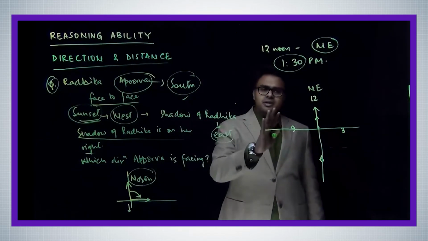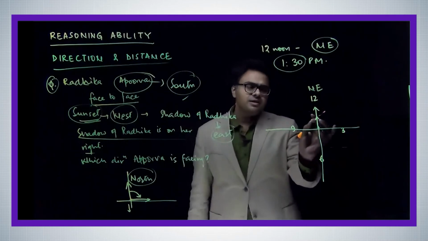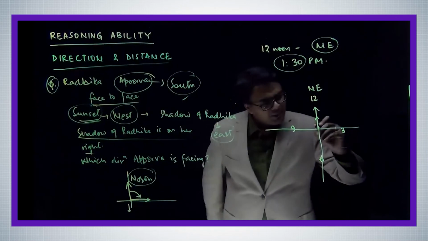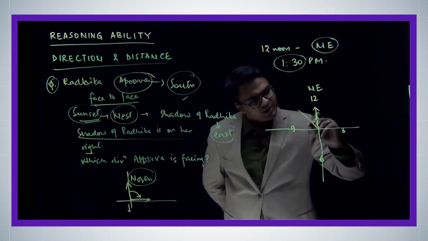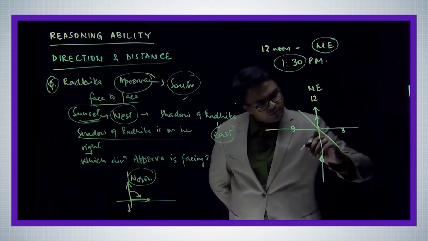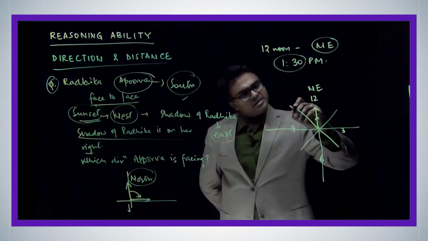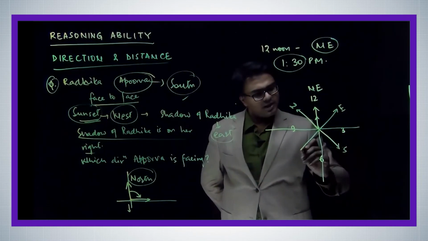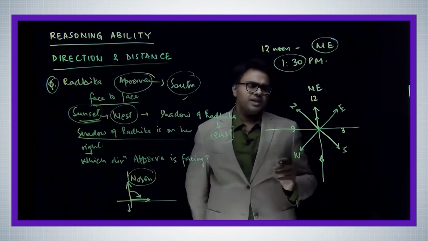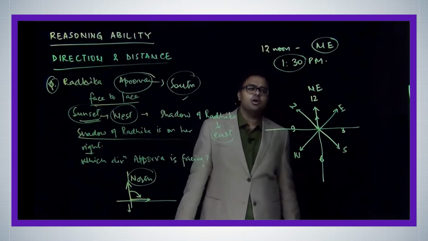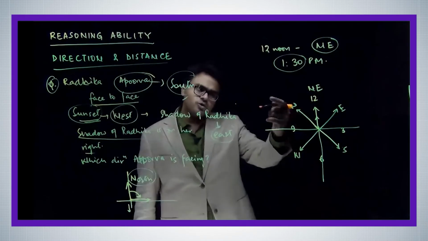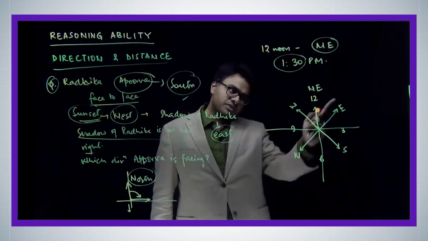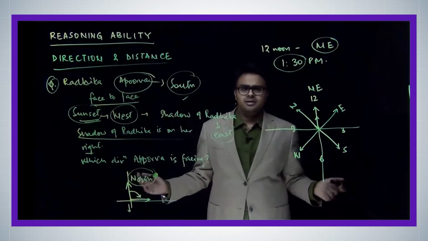If this is northeast, I can simply say that this would be somewhere in between north and east, not a problem. So let me mark it this way. Can I draw a proper diagram now? That means this is north and this is east. That means this is south and this is west. Is it correct or not? If this is northeast, then this has to be north and this has to be east. And if this is north, this is south. If this is east, this is west. Now we are done. It's as simple as that.